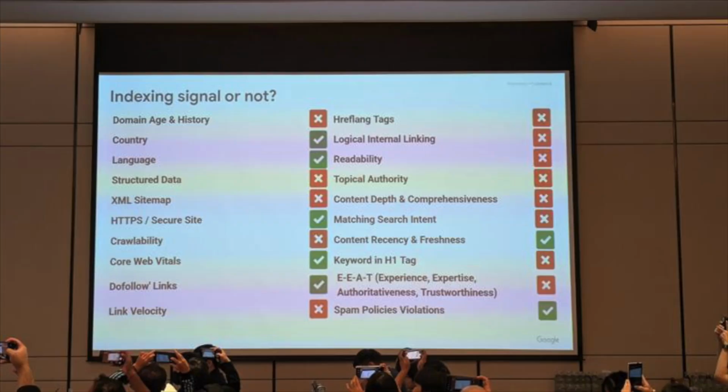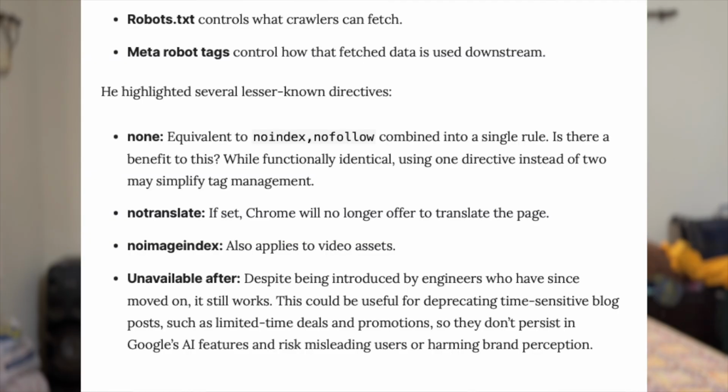Again, this is something that you can go back to my technical SEO video and you can see how these work. He highlighted several lesser known directives. For instance, the none, which is equivalent to no index or no follow, combined with a single rule. There is a benefit to this. While functionally identical, using one directive instead of two may simplify tag management.